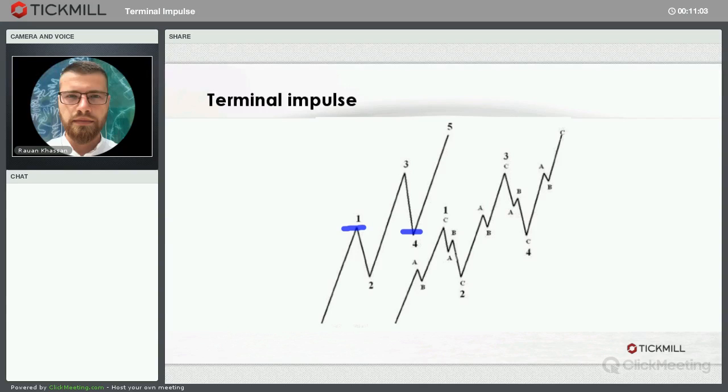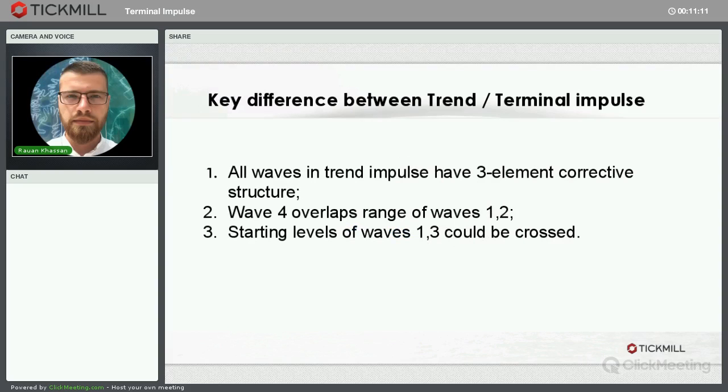So the two main properties for terminal impulse, which are highly recommended to remember, are these first two points. All waves in trend impulse have a 3-element corrective structure, and second, wave 4 overlaps the range of waves 1 and 2.